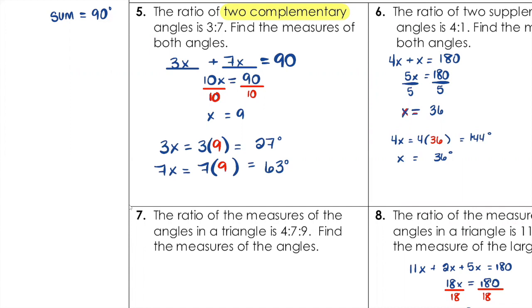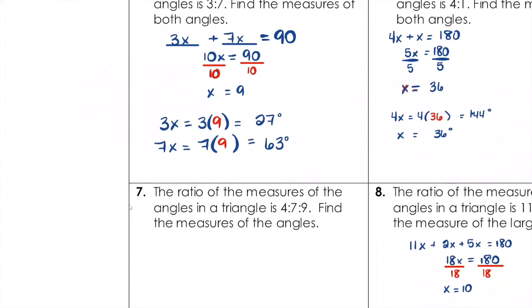Now, because it's math, there's a couple of ways we can check ourselves. What's the first way? These two angles should add up to what? They should add up to 90. If we did it right, 27 plus 63 should be complementary. Is that true? 27 plus 63 is 90? Bingo.